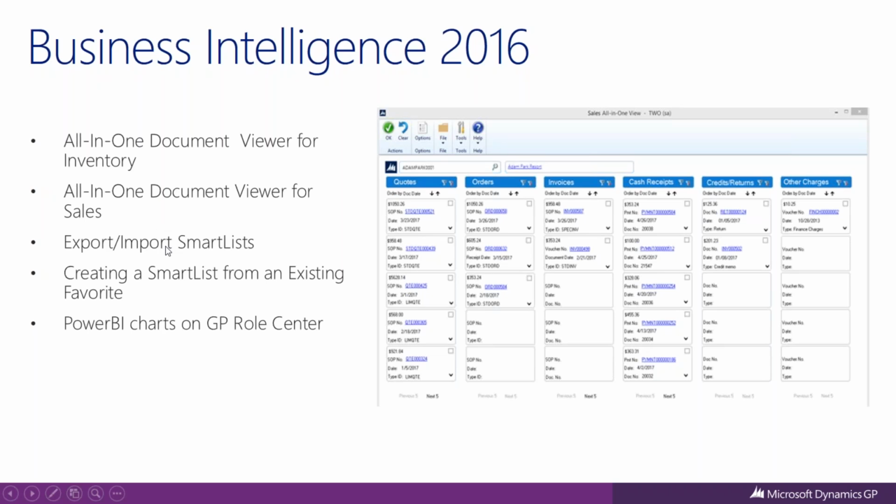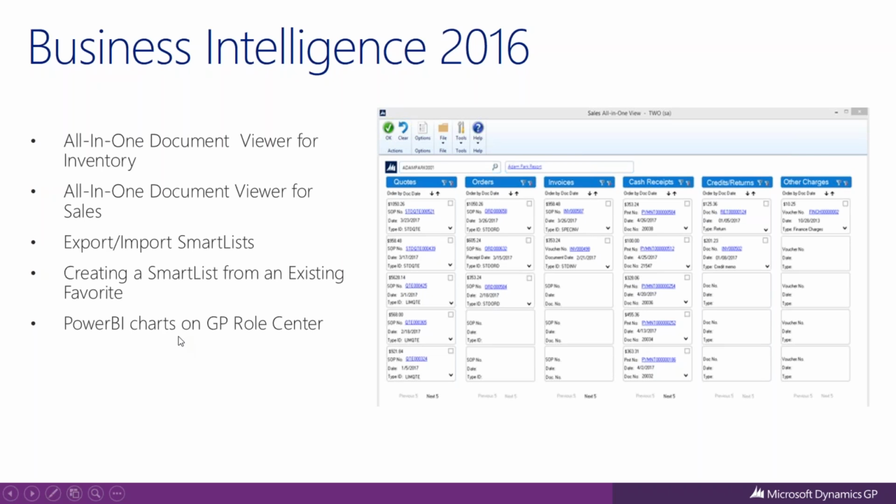We can now export and import smart lists. So if I want to change things with my smart lists, I can now export and import those and share them with other users, and do backups. If you've ever had your favorite smart lists go away on you, this is a great way to just export them one time, and then down the road, if you have a problem, you can just re-import all of your favorite smart lists. You can now create a smart list from an existing favorite. So if you've gone through the time to create a favorite on your smart list and save it, you can now just create a new smart list off of that favorite.